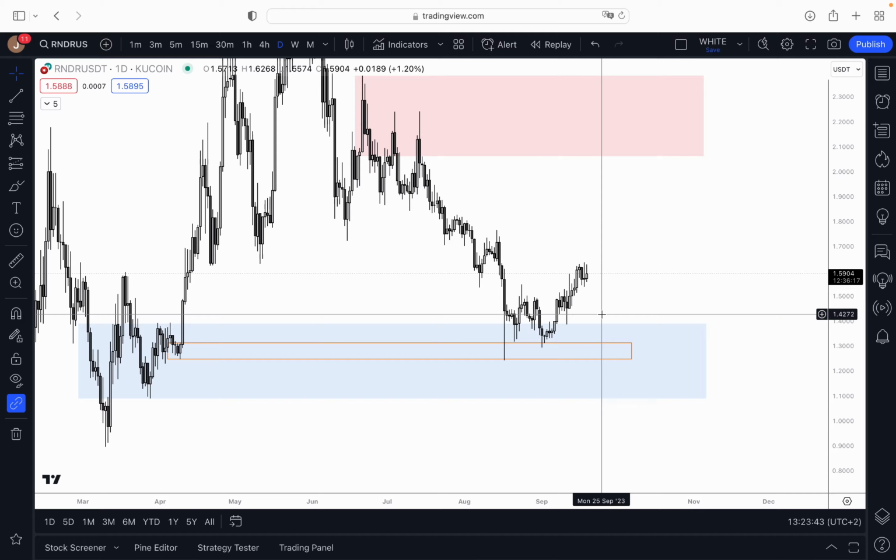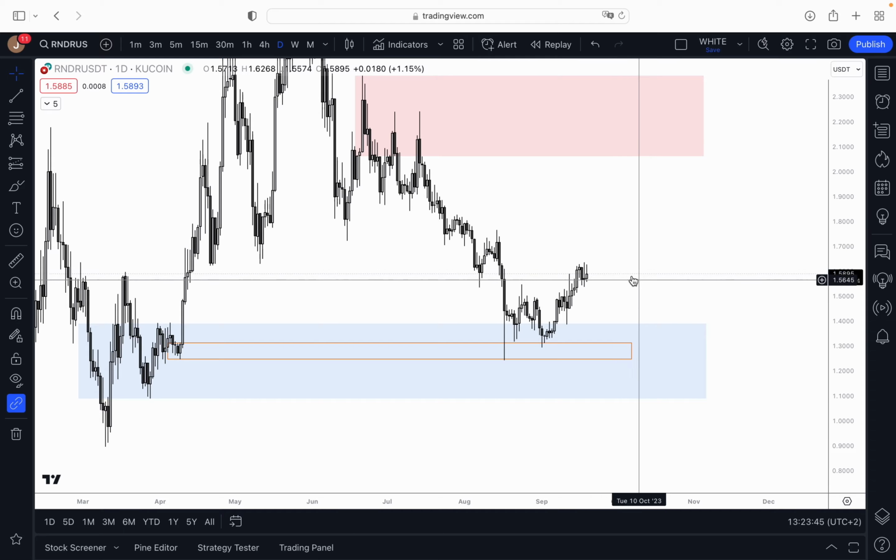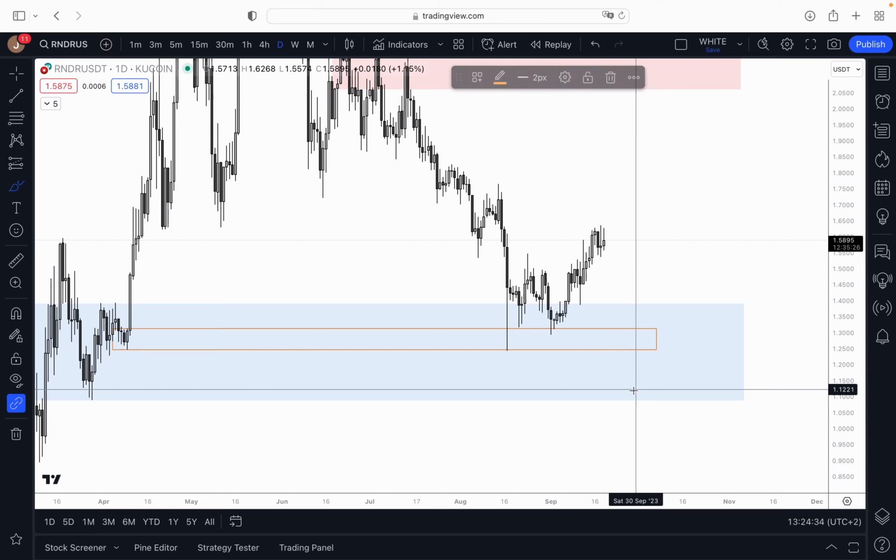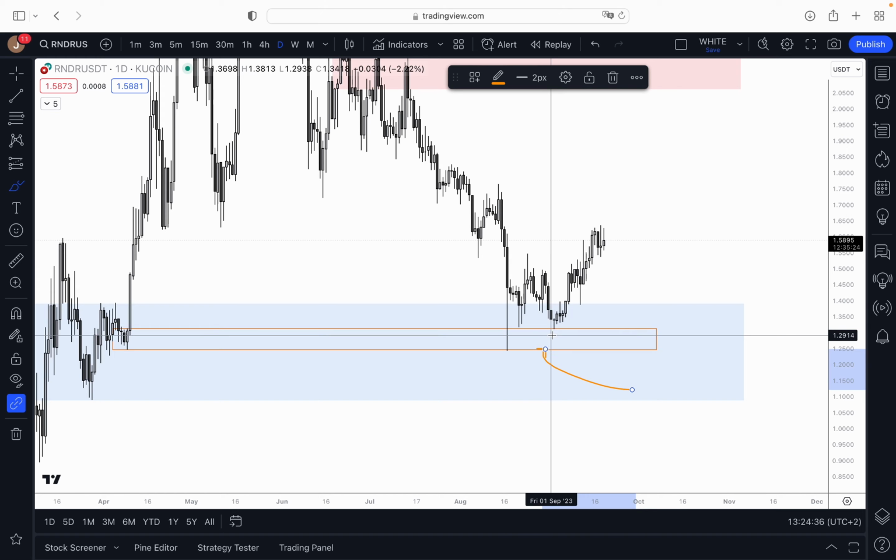So the chance that we see a bullish reaction from this zone is very high, especially if Bitcoin is also going to the upside. As I'm always saying in my videos, it's very important that Bitcoin is going to the upside, because then the chance is higher that the other altcoins are going to the upside as well. And so here was a very good chance to buy some Render Token.